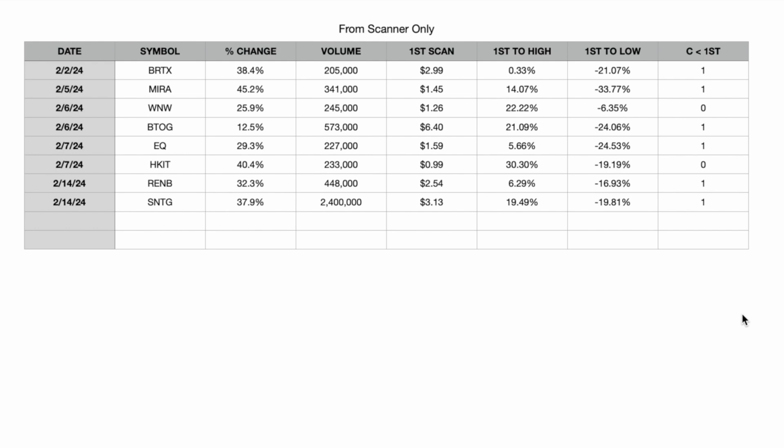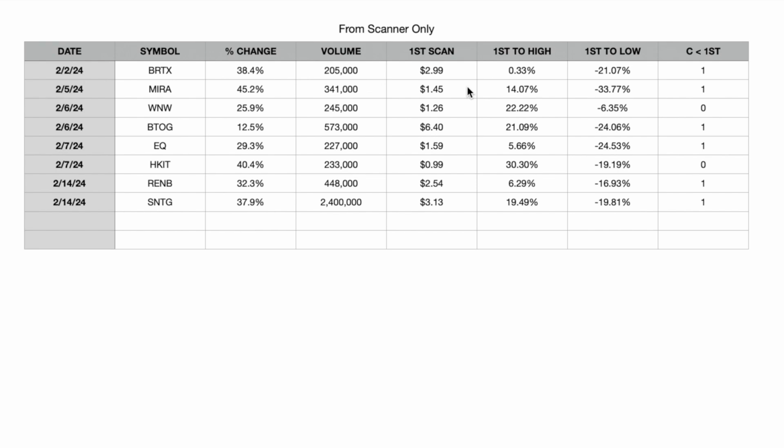What this data is showing me is the date, the symbol, the percent change from the previous day's close, the volume, the price that the stock first started to hit the scanner at, what the difference is then from that price to the high, from that price to the low that followed, and whether or not the stock closed beneath that price at the end of the day. Once you have some kind of generic trading strategy and you start to track this type of data for that strategy, you can start to find averages on how these stocks typically react once they start to hit your scanner or once they pop up on your radar.